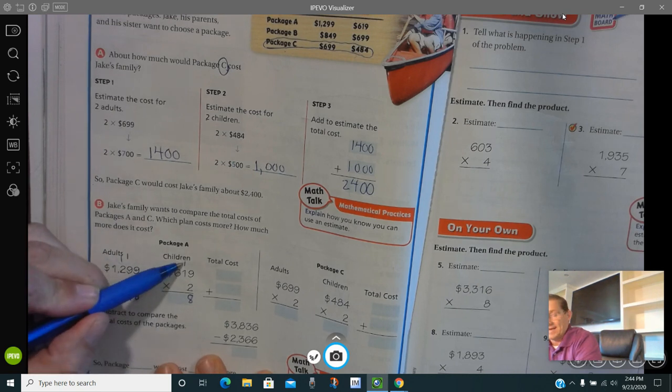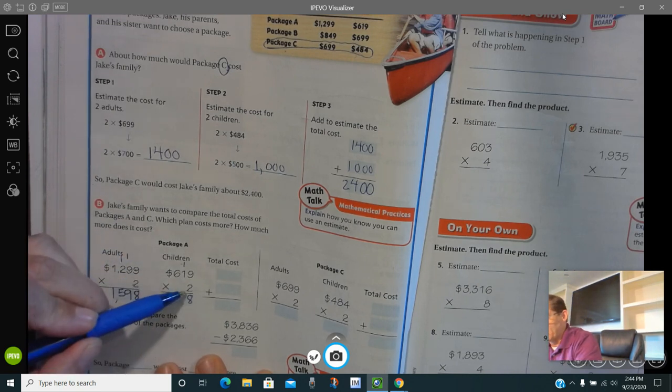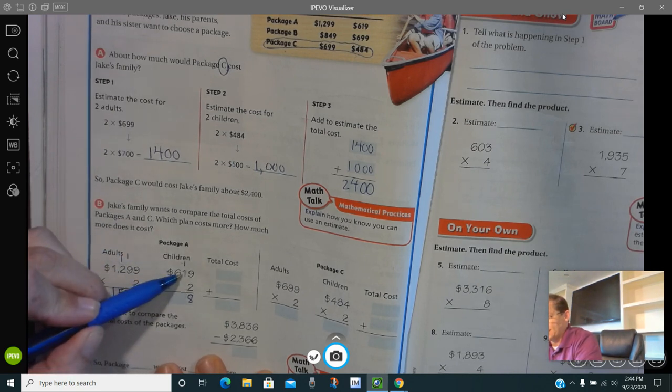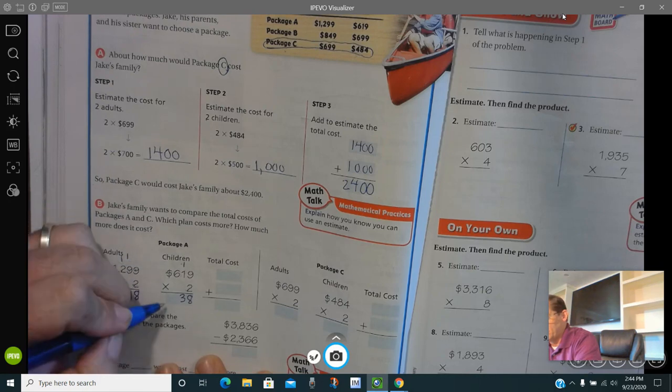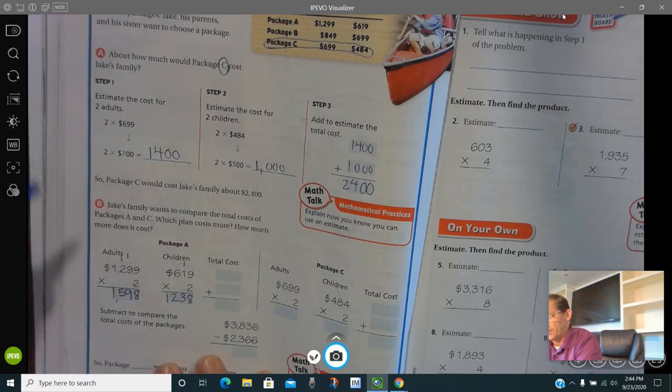The children, we'd have 2 sets of 9 ones, which is 18. We'll regroup 10 of those ones as 1 ten. 2 times 1 ten is 2 tens, plus the regrouped 1 ten, so we have 3 tens. And then 2 times 600 is 1,200.